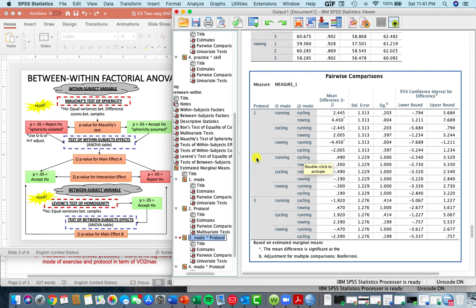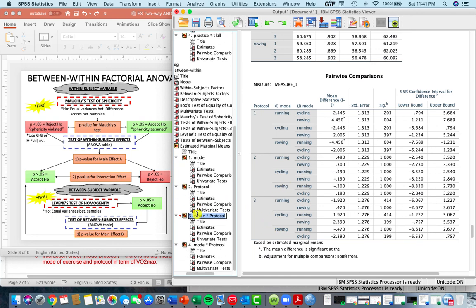When we look at the rowing protocol, there are no significant differences between groups. And when we look at the cycling protocol, there are also no significant differences between groups. So hopefully this is kind of starting to click a little bit.